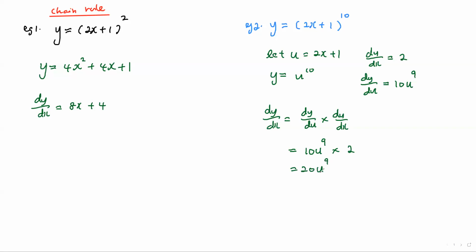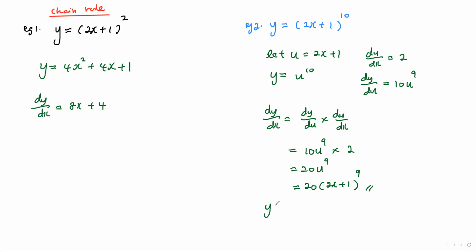So notice that u is equal to 2x plus 1. So we shouldn't just leave it in terms of u. We should bring back the x. So bring back 2x plus 1 to the power of 9. So that completes the differentiation. So that's basically how chain rule works. But the shortcut is actually pretty simple, so we don't have to go through all these steps to get the answer.